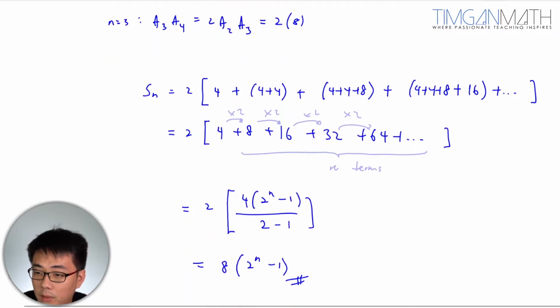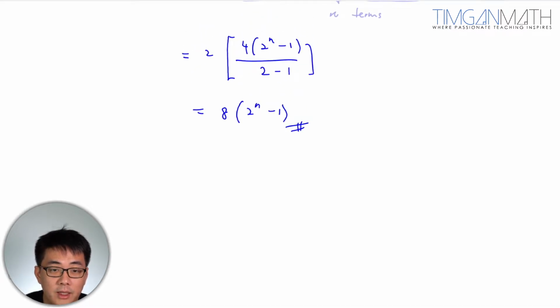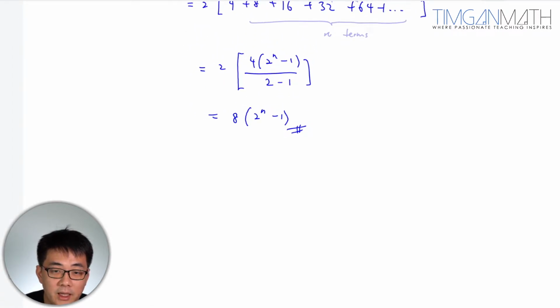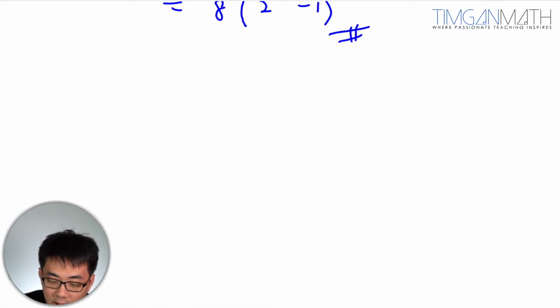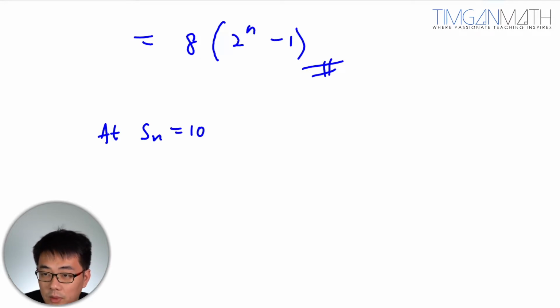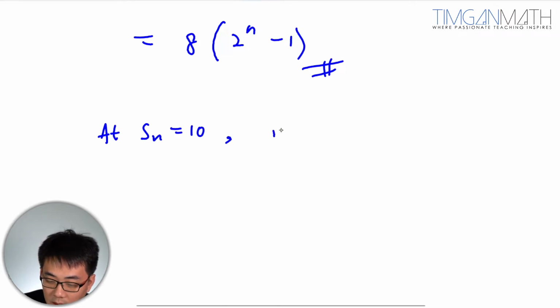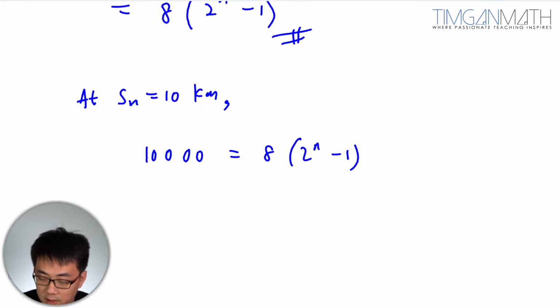So the next part would be: hence find the distance from O and the direction of travelling of the athlete when he has run exactly 10 km using version 2. Okay, great. In this case, we have Sn equals 10 km, and we need to find out which direction he is travelling. So I'm going to write 10,000 meters because we are using meters, 2n minus 1. And I'm going to find out what my n is.